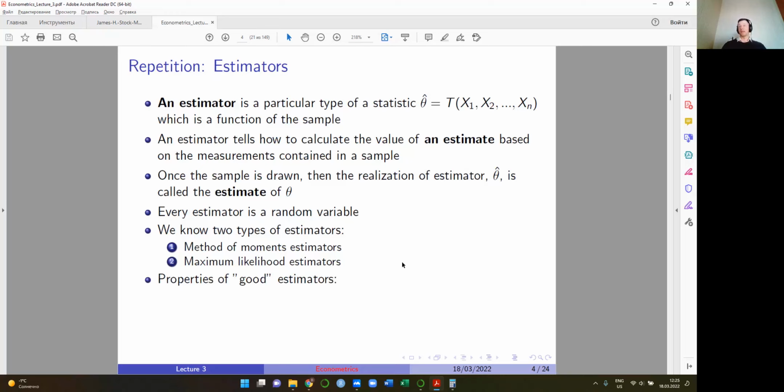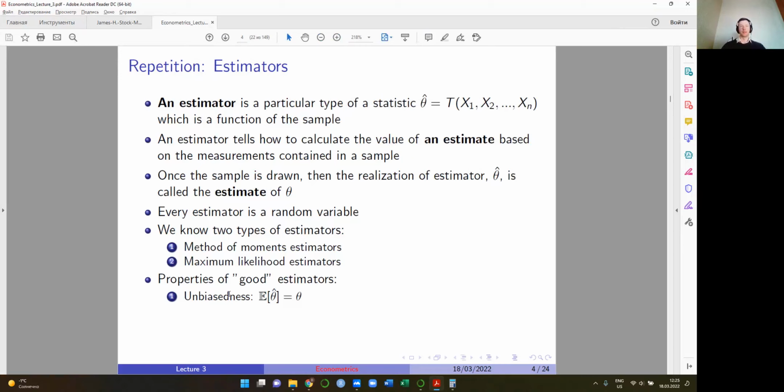And there are several properties of estimators that we also have discussed. The estimators must be unbiased. And this property in the course of econometrics is one of the most important. We will be talking about this unbiasedness starting from lecture 5 at least, and then all the time.